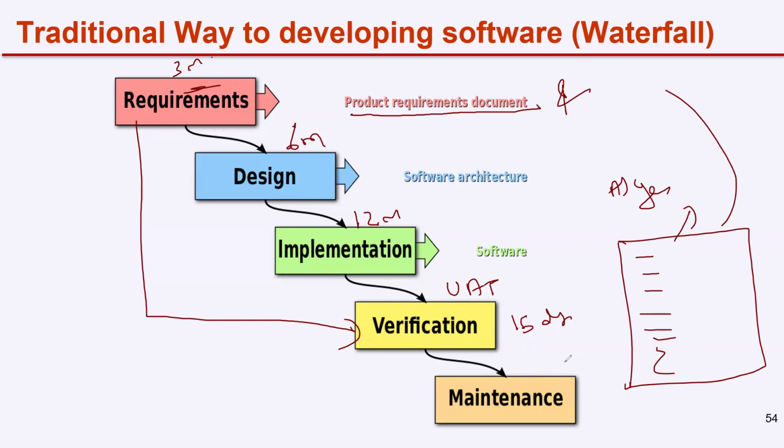So the software is going to production, live, and maintenance after how many months? 6 plus 3, 9, 9 plus 12, 21. Assume this is 1 month to equity. After 22 months of initiating the project, we are having the software to use. I'm talking about a major product development. This is the predictive way of developing the software.